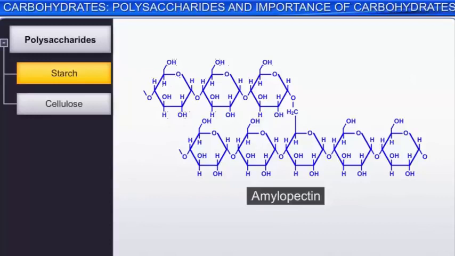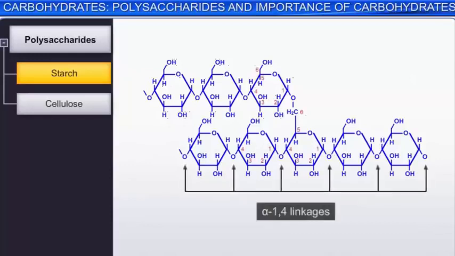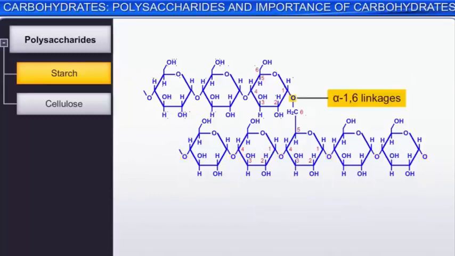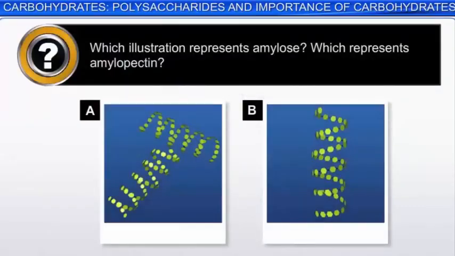The main chain of amylopectin contains alpha-1,4 linkages between the glucose units, while branching occurs by alpha-1,6 linkages, that is, C1 to C6 glycosidic linkages. Consider the illustrations here. Which one best represents amylose? Which one best represents amylopectin?